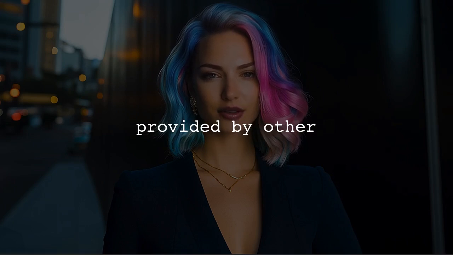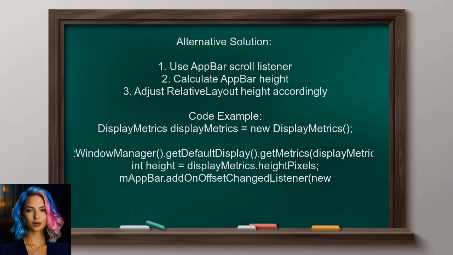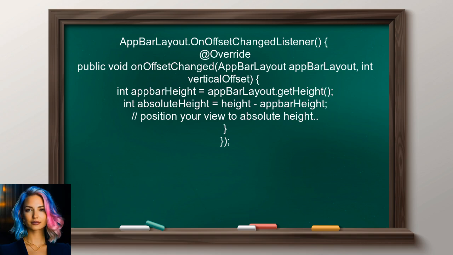Now, let's look at the answers provided by other users. An alternative solution proposed by another user involves using an app bar scroll listener. This method allows you to dynamically adjust the height of your relative layout based on the height of the app bar.